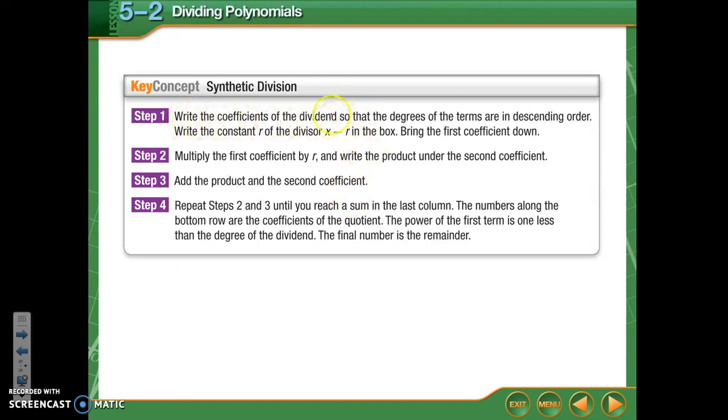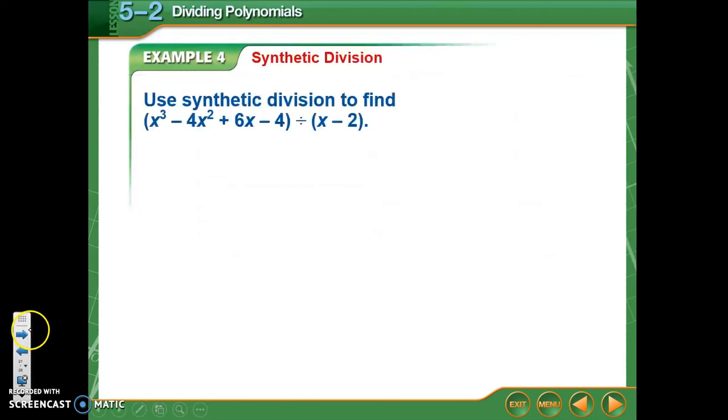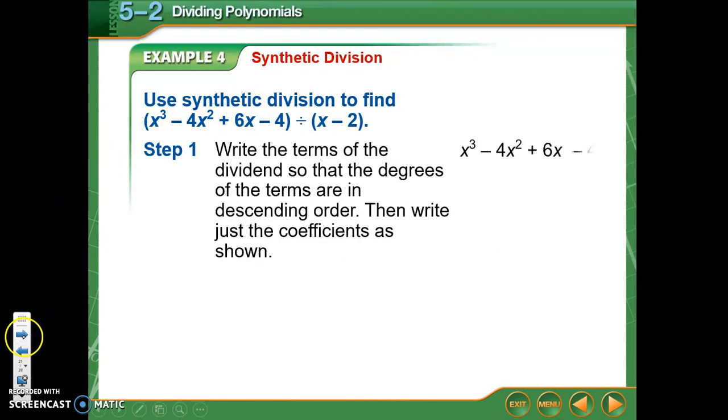So step 1 is to write the coefficients of the dividend in descending order. So we want to go from highest degree to lowest degree. And then we start bringing our coefficients down. And we basically multiply and add until we get to the last column. It's easier to show you this with an example, so let's just do that first. So we're going to use synthetic division to find this quotient, okay?